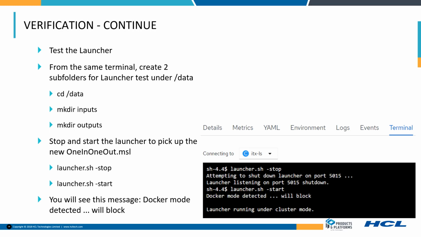The next step is to see if the launcher is working properly. In the same Unix console, switch to the data folder and create two subfolders. One is called Inputs and the other is called Outputs. These folders are being referenced in the MSL. In order to pick up the new MSL, the launcher needs to be recycled. In the console, issue launcher shell stop command to stop it. Once it's stopped, issue launcher shell start command to bring it back up.